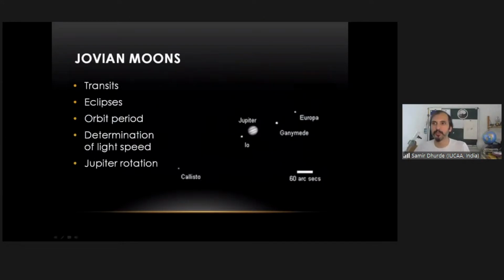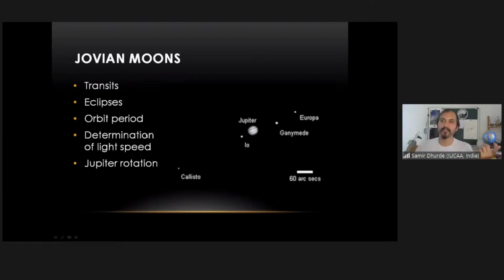With the Jovian moons, Jupiter's moons, you could see Jupiter and 4 of its moons in the small telescope. And there are various things which happen there. So the moons go around Jupiter. There are transits, which means they go behind Jupiter. Okay, there are eclipses in which you can see the shadow of the moon on Jupiter. So basically, if you were on Jupiter, you would be seeing a solar eclipse happening. You can find out their orbital periods. You can see if the orbital periods are remaining the same or changing over a period of time. You can even track Jupiter's own rotation.